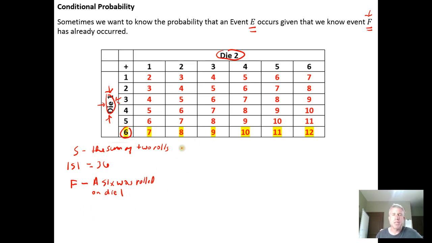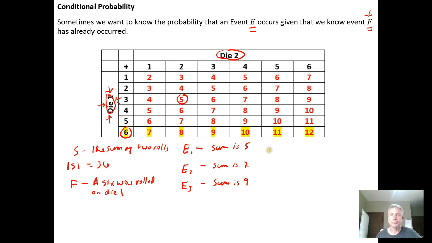And we may be interested in some other events. We may be interested in event 1, that the sum of the two rolls is a 5, for example. We could be interested in an event 2, that the sum is a 7. We could be interested in another event, event 3, that the sum of the two dice is a 9. Those are all things that we could be interested in. And the probabilities of these things may or may not be impacted by the fact that a 6 was already rolled.